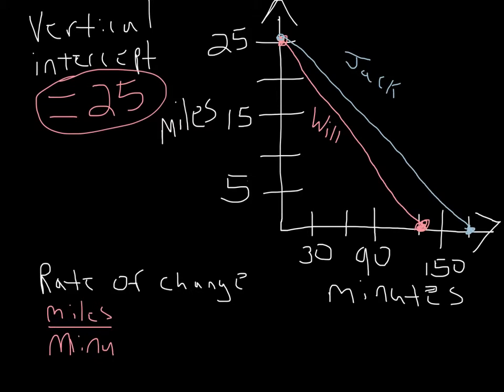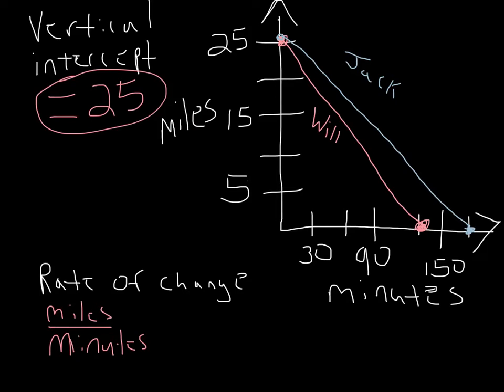Well, that sounds like something we've done before. Something that we talked about recently and that we've been doing for a little while now, and that is calculating the slope. So when we talk about the slope, it is the change in y over the change in x. Well, in this case, your miles represents the y and your minutes represents the x. Therefore, we can calculate the rate of change just by doing the slope.